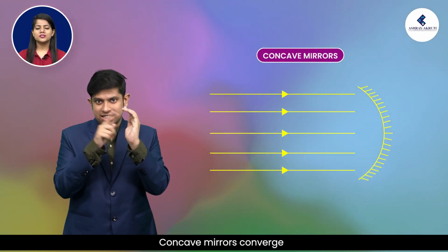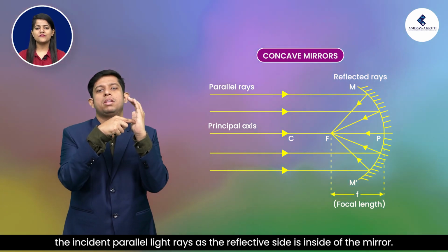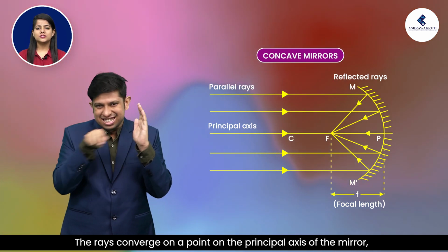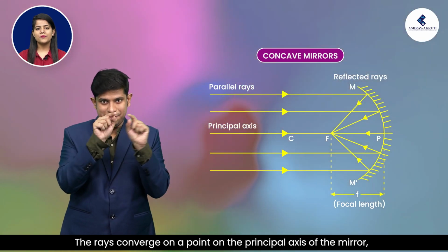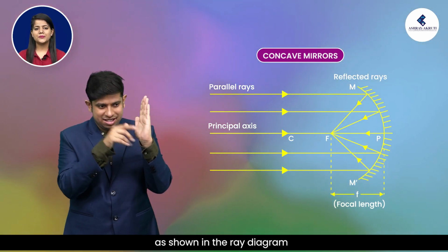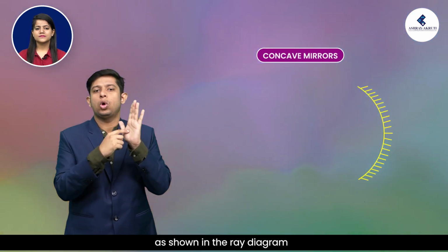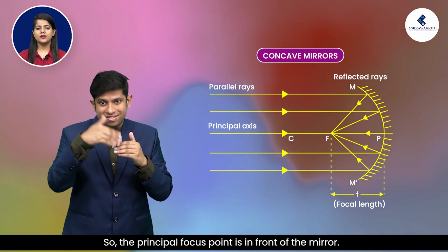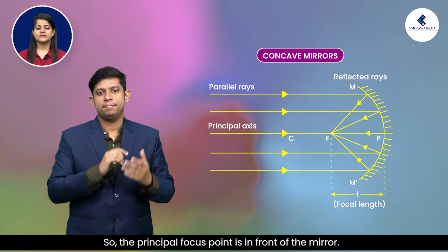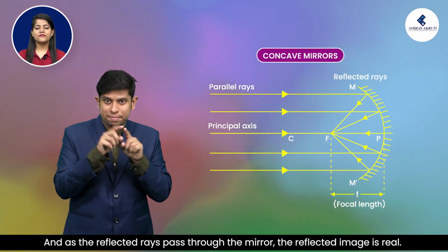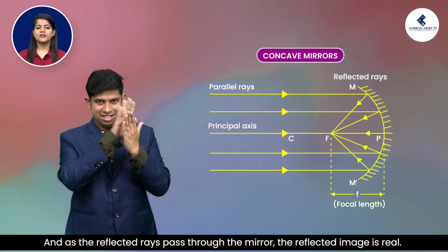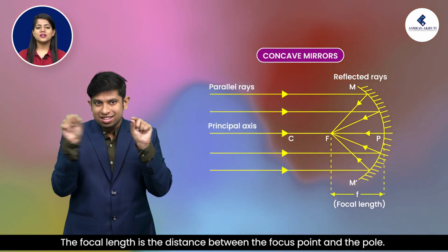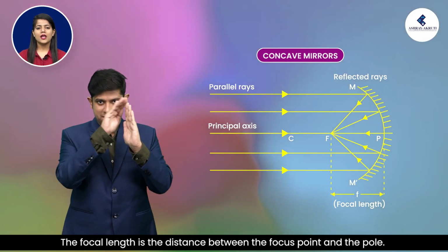Concave mirrors converge the incident parallel light rays as the reflective side is inside of the mirror. The rays converge on a point on the principal axis of the mirror as shown in the ray diagram. So, the principal focus point is in front of the mirror. And as the reflected rays actually pass through that point, the reflected image is real. The focal length is the distance between the focus point and the pole.